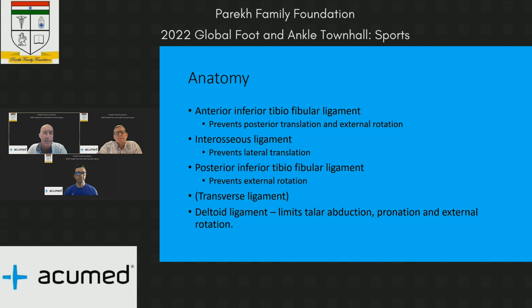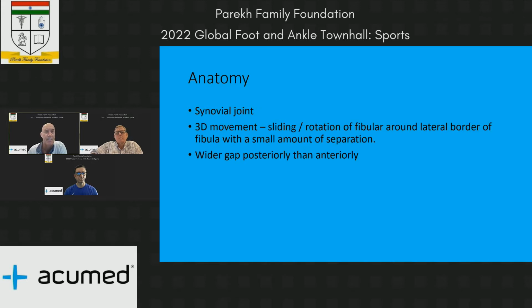So we know the anatomy of the syndesmosis with the anterior and the posterior inferior tibiofibular ligaments, as well as the interosseous ligament. But the other thing that isn't talked about a lot is the deltoid ligament, because in order to have a syndesmotic injury, of course, you have to have a deltoid ligament injury as well. It is a synovial joint, and I think this becomes much more relevant when we talk about screw placement and whether or not you penetrate a synovial joint if you can possibly avoid it.